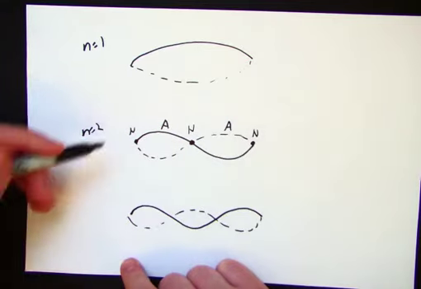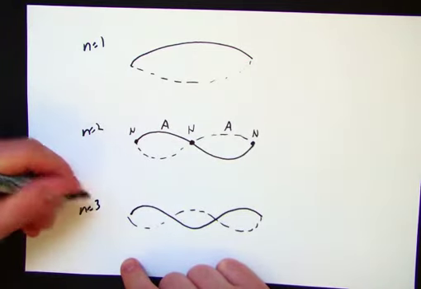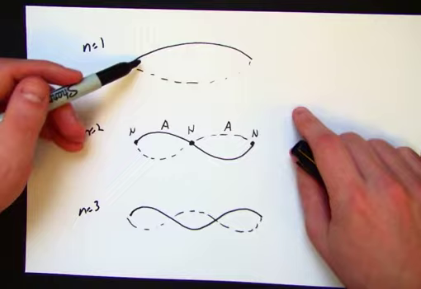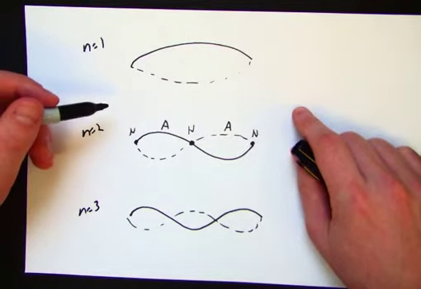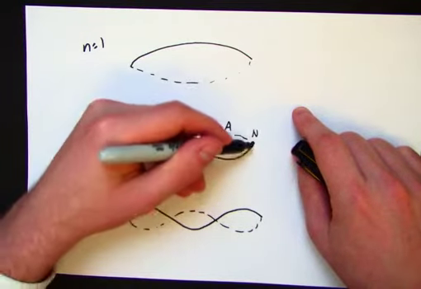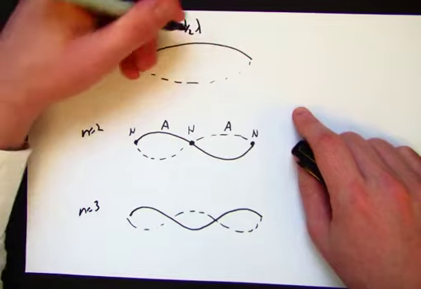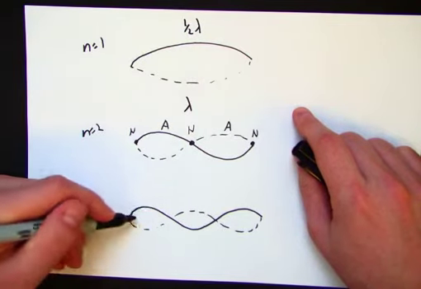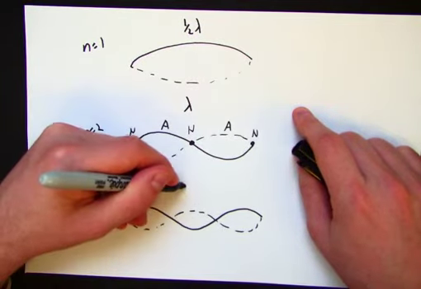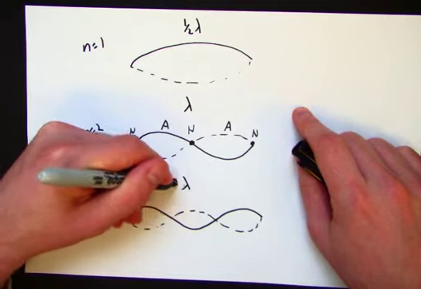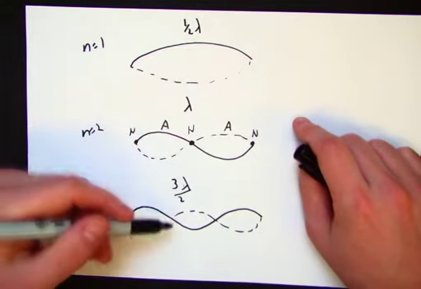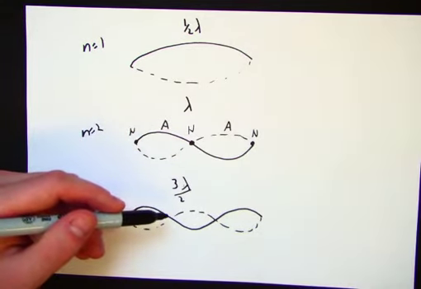And n equals 3 may look something like this, and so forth. You'll notice a pattern here, where this represents a half a wavelength. This represents a full wavelength. So this represents half lambda. This represents lambda. How many does this represent? Well, it actually ends up being 1.5 lambda. I'm going to write that as 3/2 lambda. And this continues on and on.